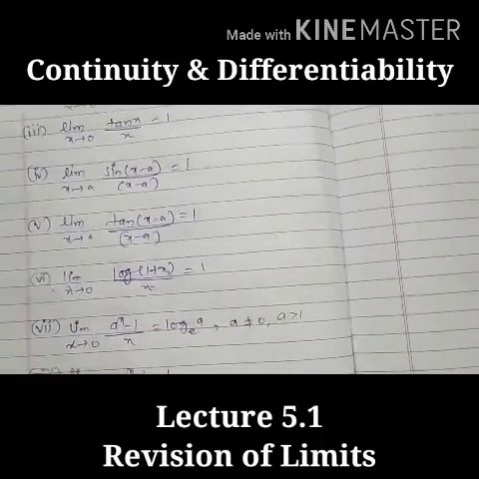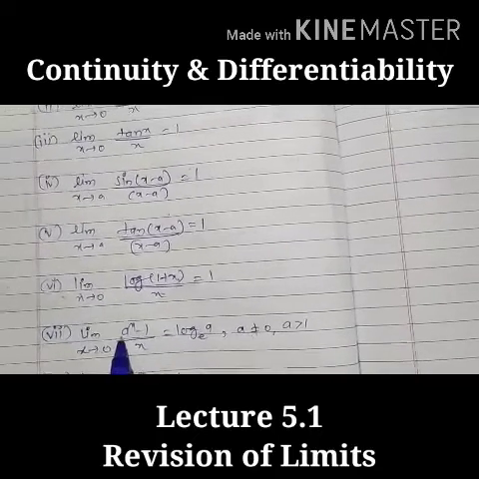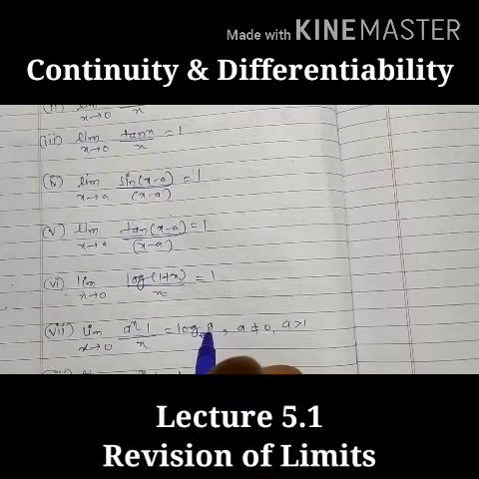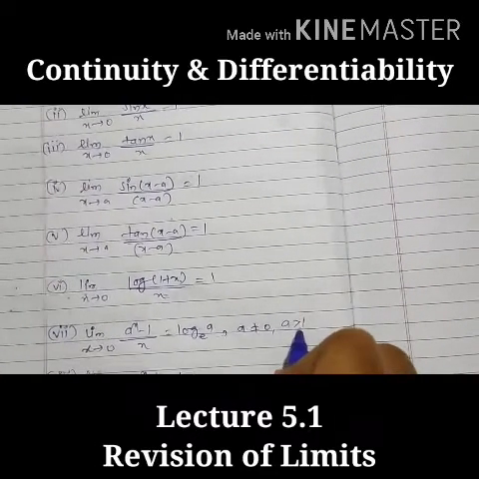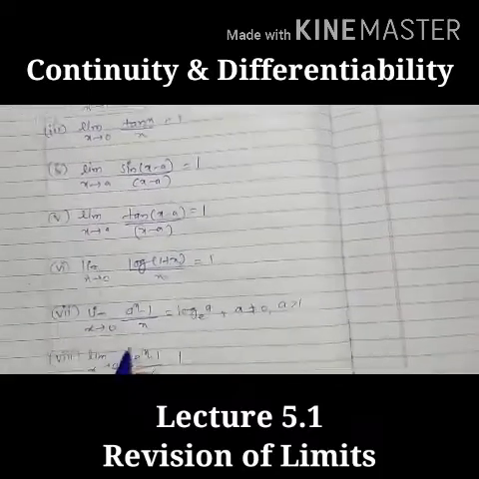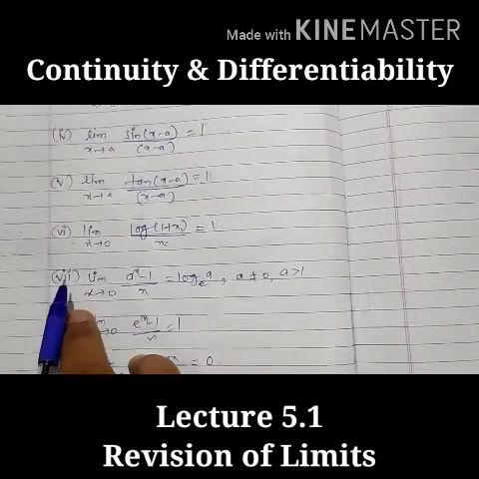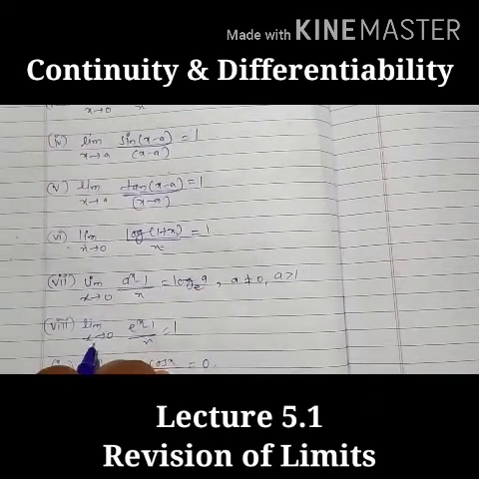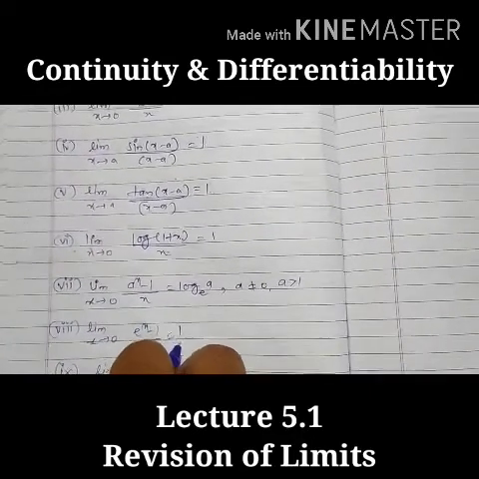Okay, now the seventh one, limit as x tends to 0, a raised to x minus 1 upon x equal to log a to the base e, where a is non-zero and strictly greater than 1. Okay, now the eighth one, we can prove the eighth one by using the seventh, where we can put a equals e. So limit as x tends to 0, e raised to x minus 1 upon x is equal to 1.